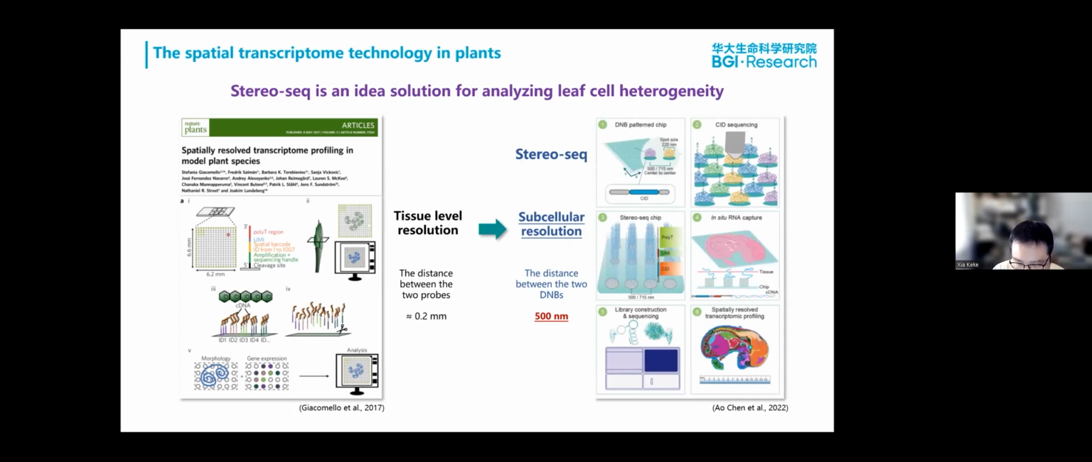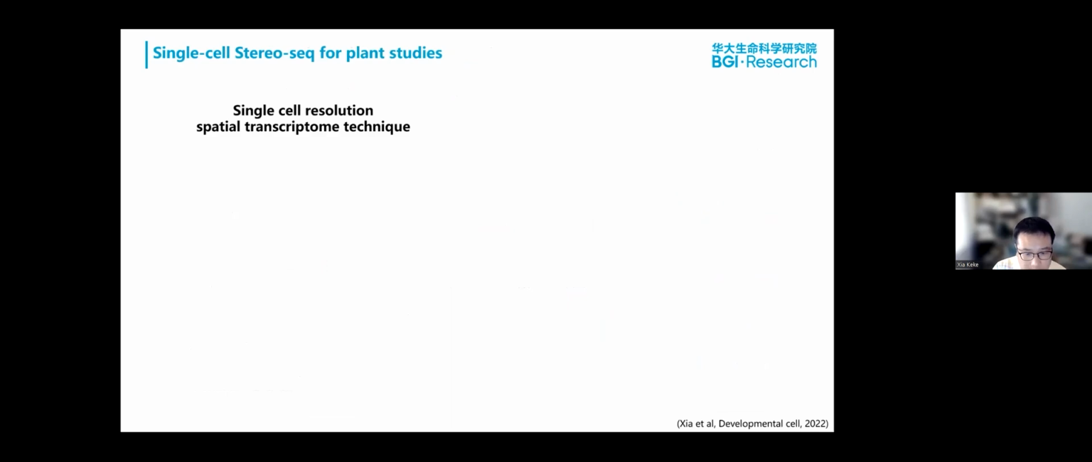The DNBs on the surface of the chips contain random barcoded sequences, the coordinate identity molecular identifiers, and the poly-T sequence containing oligonucleotides designed to capture mRNAs. The distance between the two DNBs is 500 nanometers, and it's enough to meet the need of leaf research. Applying Stereo-seq to plant studies, we partially optimized it and took advantage of the cell wall, which is a barrier to scRNA-seq.